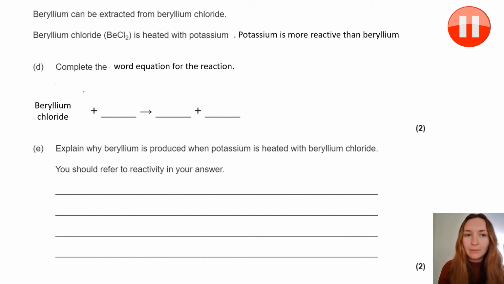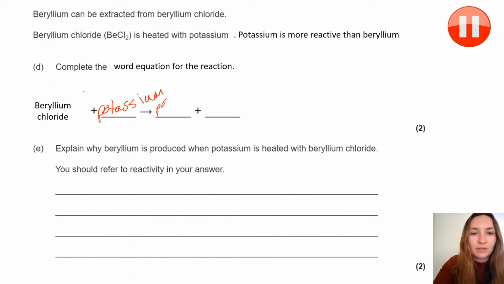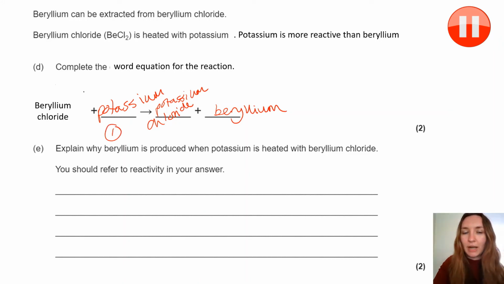So we've got beryllium chloride. It's reacting with potassium, and therefore potassium is going to be the other reactant. Now, we know that potassium is more reactive and therefore it's going to steal that chloride. So one of the products will be potassium chloride. Because there's been a displacement reaction take place, we know that beryllium will be left on its own as one of the products. That's worth 2 marks, 1 mark for your reactant side and 1 mark for your product side.